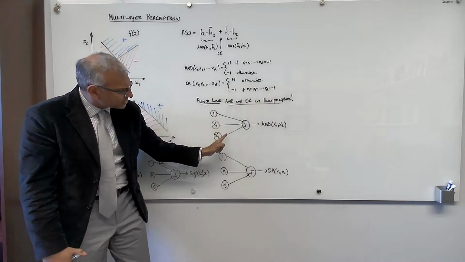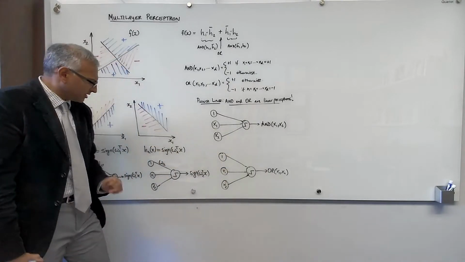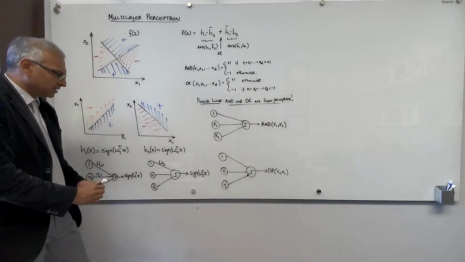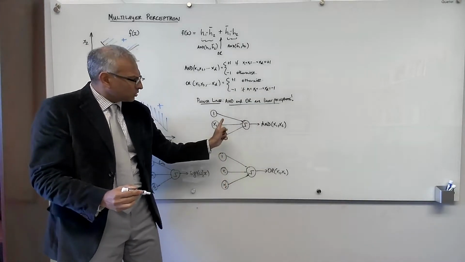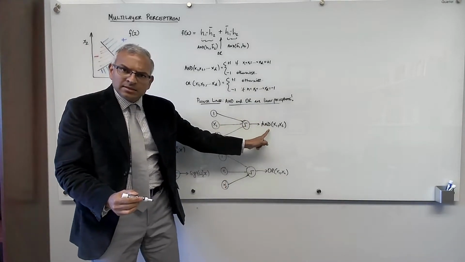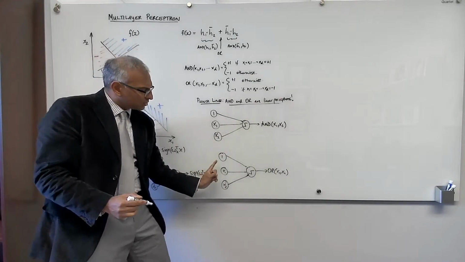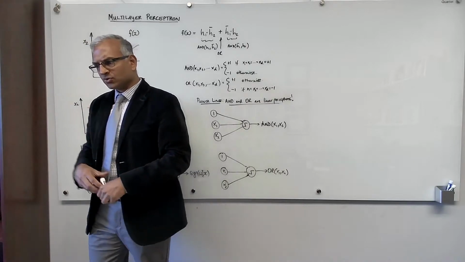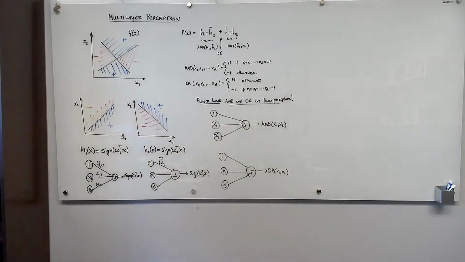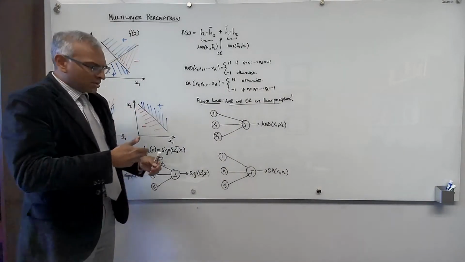What should we place as edge weights, just like we discussed here? What should we place as edge weights in order to implement the AND as a linear perceptron, and in order to implement the OR as a linear perceptron? Okay, so work it out. I'll give you a few seconds. 1, 2, 3, 4, 5.